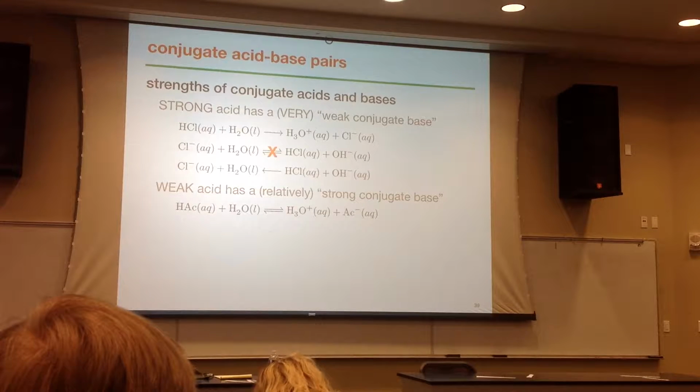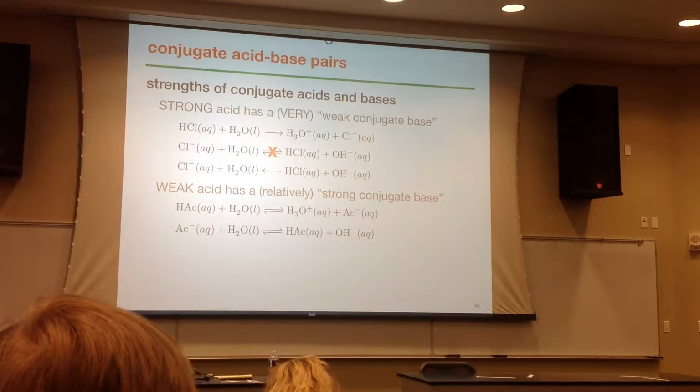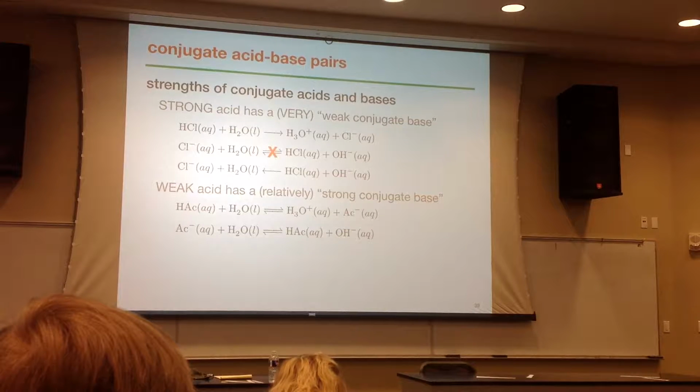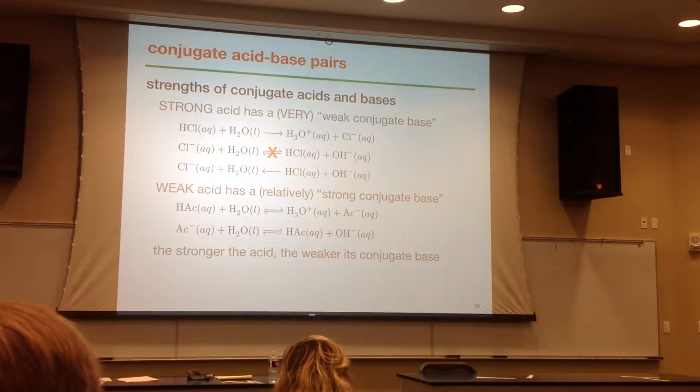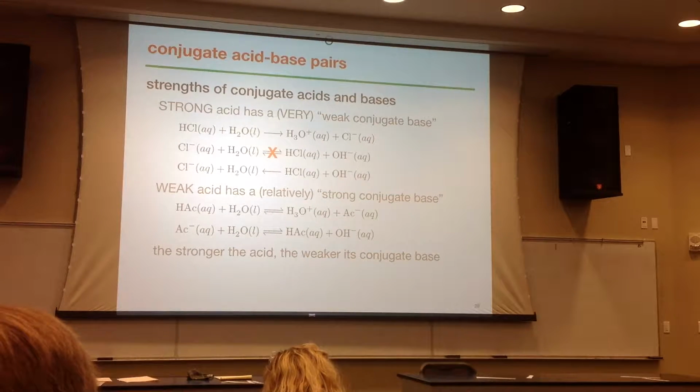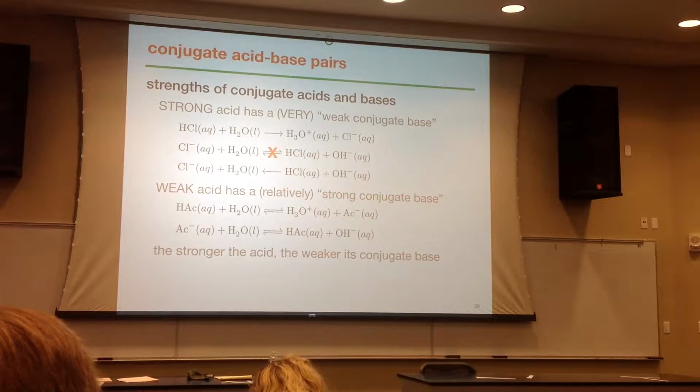Okay? Acetic acid is a weak acid. Now, if I take acetate and react it with water, I'm going to get some acetic acid back and hydroxide. All right? Meaning this reaction does go forward. It does have a measurable Kb. Okay? So acetate does, in fact, act as a base. Right? It is the conjugate base of a weak acid, meaning that it is a relatively strong conjugate base. Right? So, it does ionize with water. Okay, so the stronger the acid, HCl is the example up here, the weaker its conjugate base.